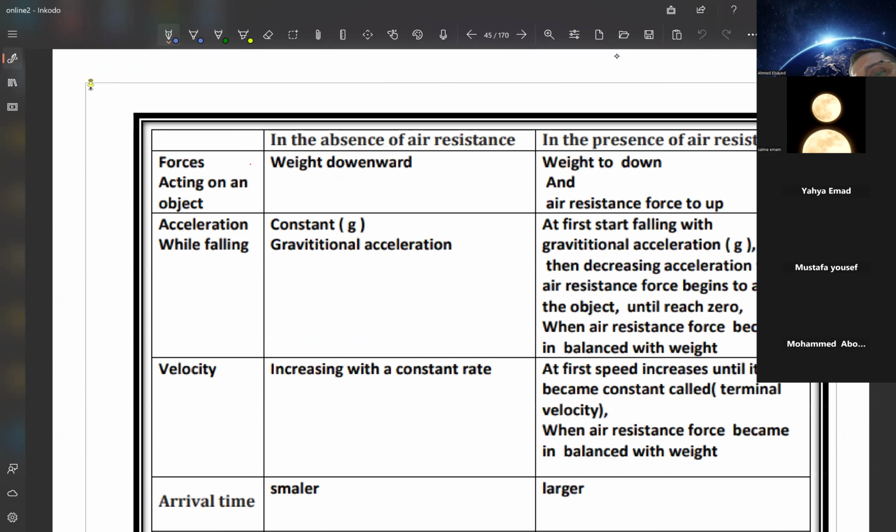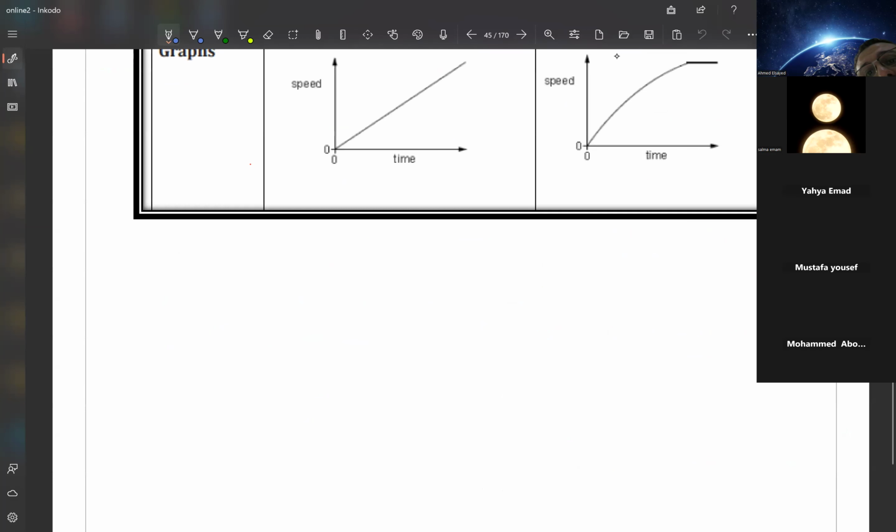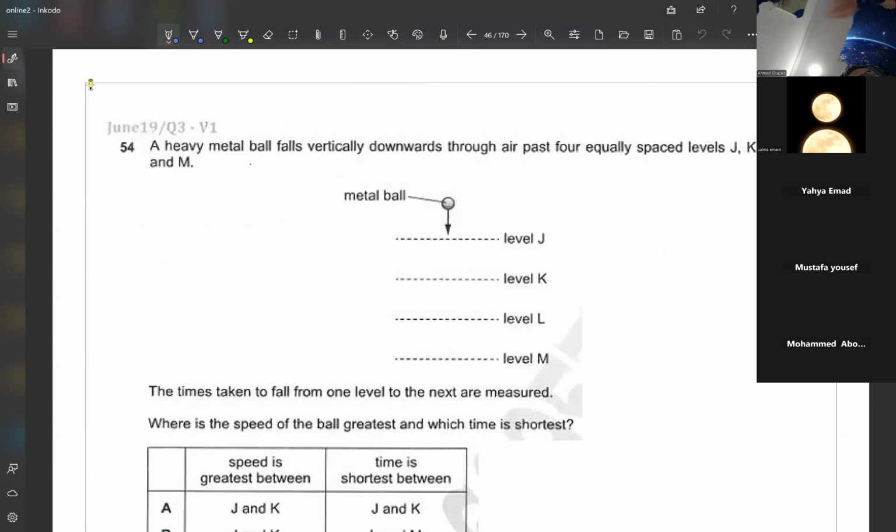Now this is a table for the same meaning. I have to move on. Now this question, I will start with Salma.